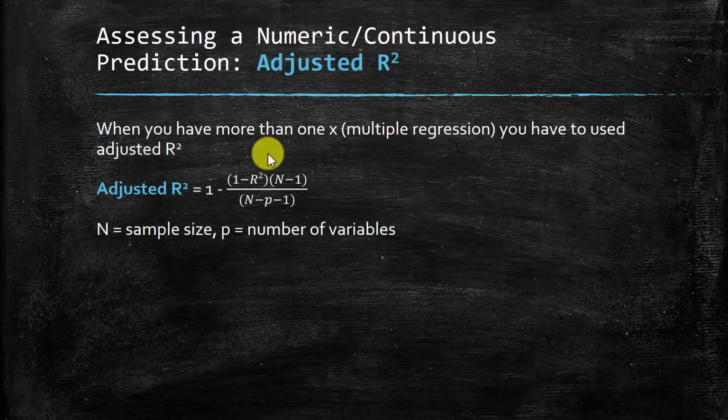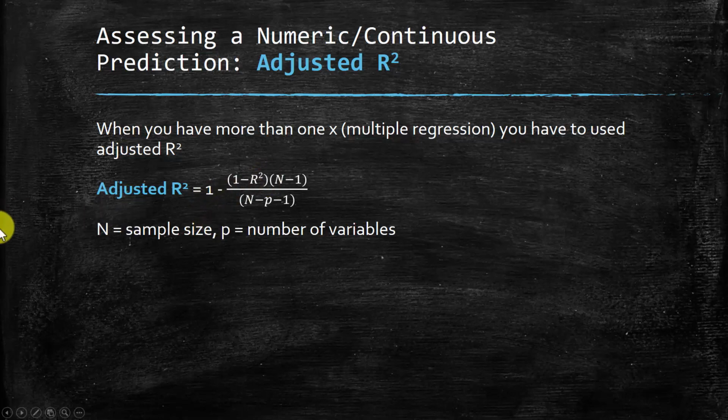One issue with R squared when you're doing multiple regression, or anytime you have multiple predictor variables, even if you're doing machine learning and using multiple predictor variables, is that R squared must be adjusted in order to be accurate. Basically, R squared is always going to increase when you add predictor variables, even if they're not really helping that much. So we have to adjust for it.